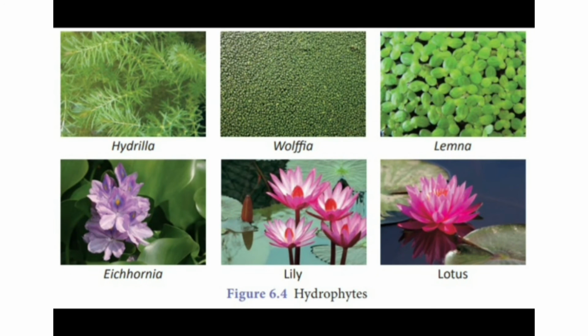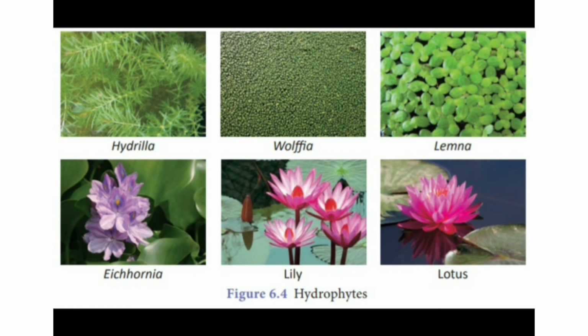The next adaptation is that all hydrophytes have a special tissue called aerenchyma. Aer means air, and chyma means cell or tissue. It provides buoyancy and flexibility. Mechanical tissues are very poorly developed. The roots are either absent or poorly developed. So these are all the adaptations of the hydrophytes.